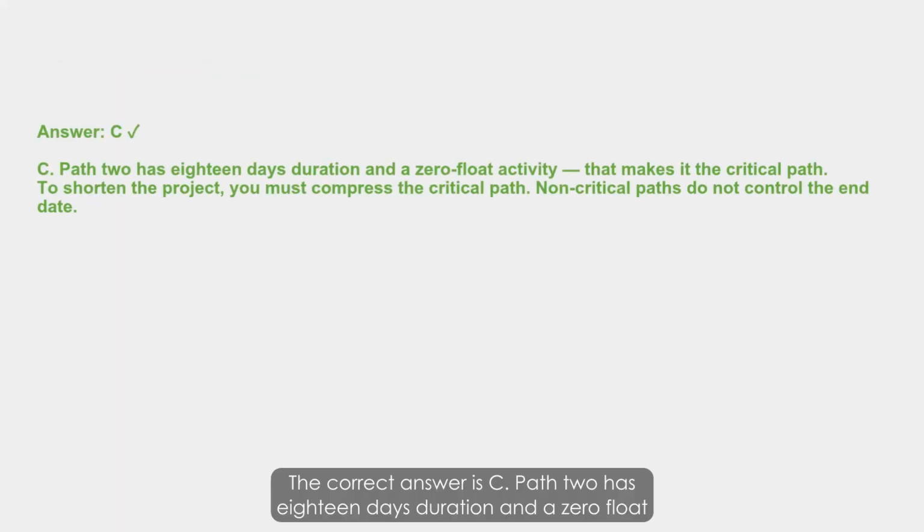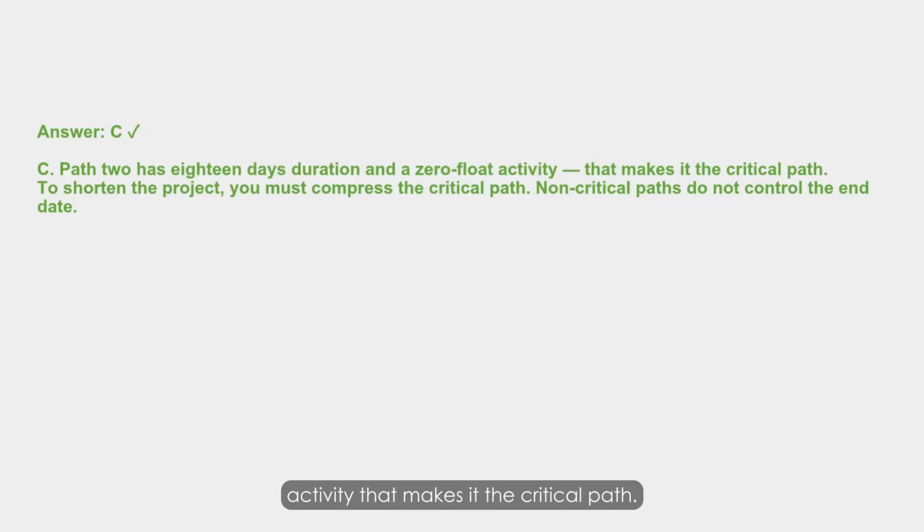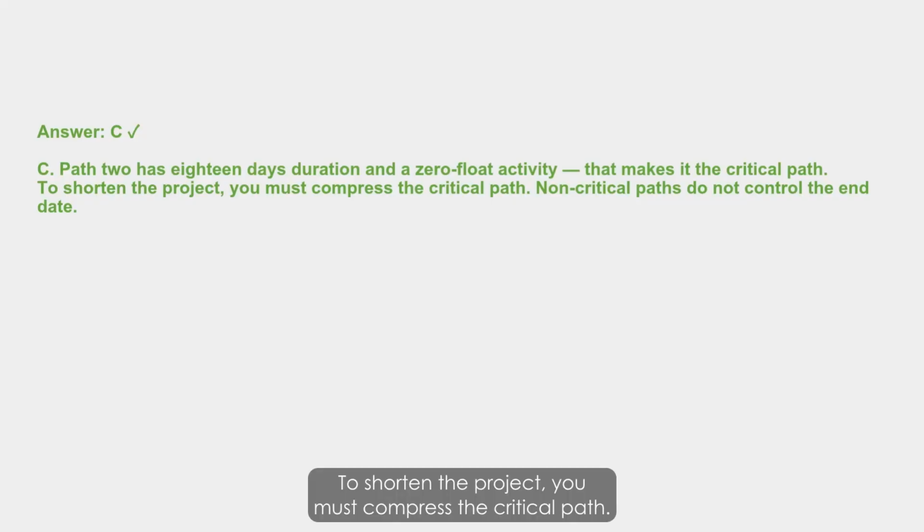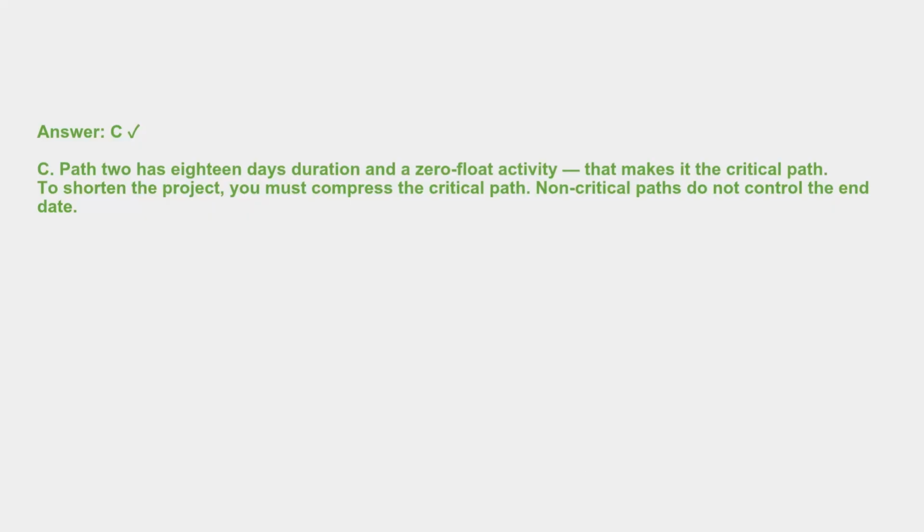The correct answer is C. Path 2 has 18 days duration and a 0 float activity that makes it the critical path. To shorten the project, you must compress the critical path. Non-critical paths do not control the end date.